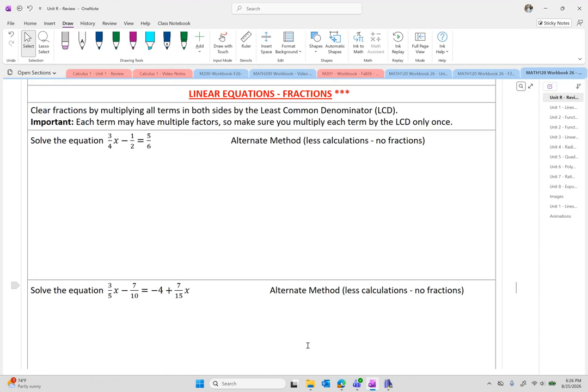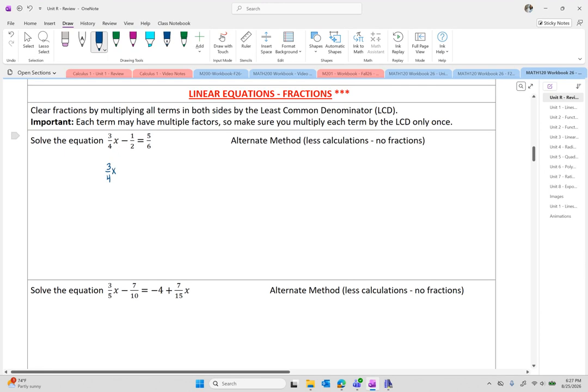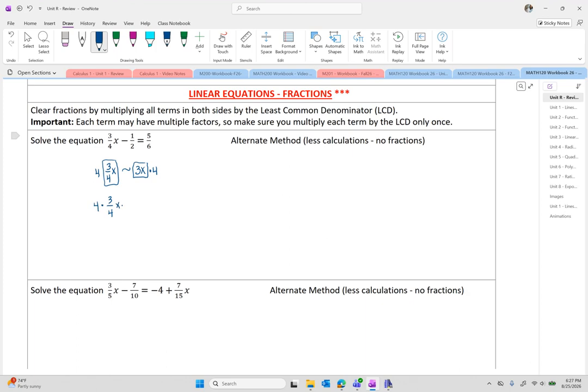What this means is that you have to remember that 3/4 x is the same as 3x over 4, so this is one term. So when you are multiplying, let's say by 4, you want to multiply only once by 4. You don't want to multiply the 3/4 by 4 and then the x by 4, because then you are multiplying the term 3/4 x by 16 and not by 4. So just be aware of that.